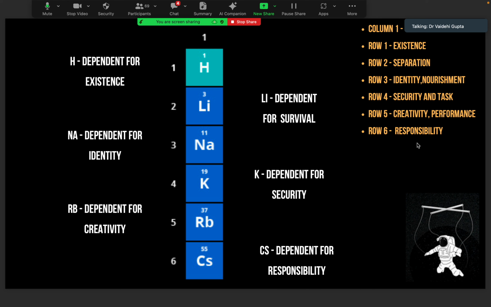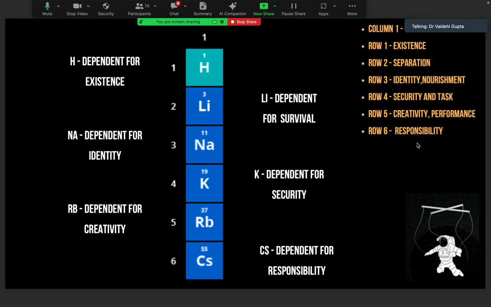Like if there is a medical student whose father is also a doctor, he will sit with his father in the clinic because he is totally dependent on his father. He will see the patient, he will just sit along, or his father will guide him all the time. This is the feeling of sodium. Potassium has a dependency for security. Like a wife totally dependent on her husband for financial security. That is potassium. Rubidium is dependent for creativity.